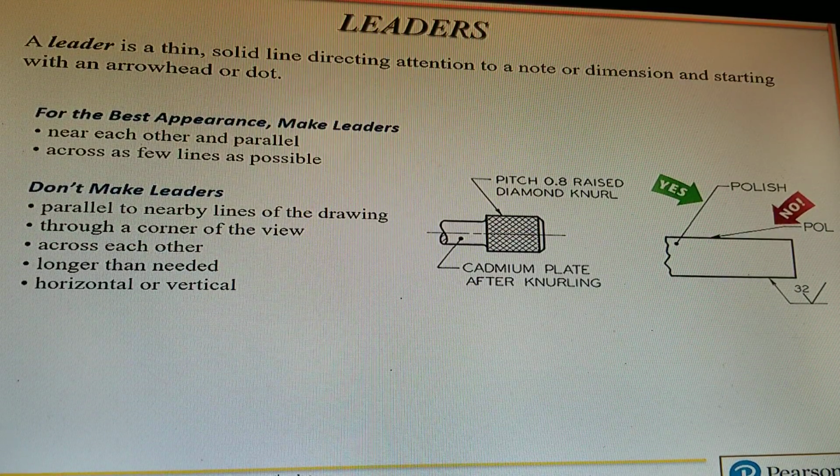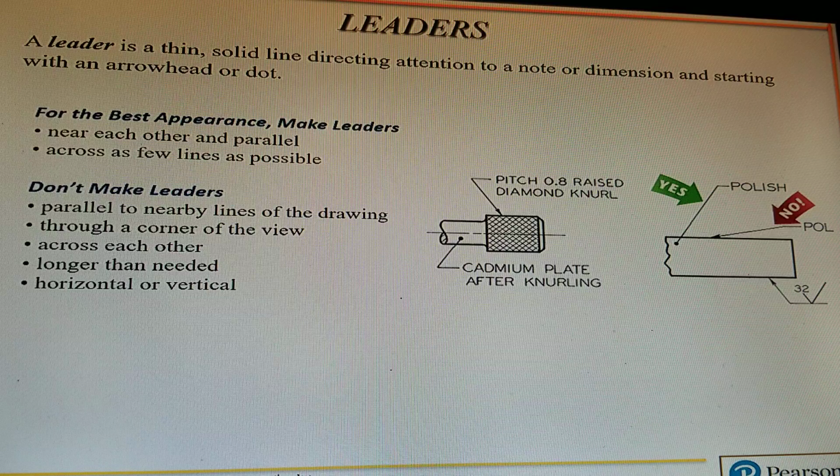Leaders. A leader is a thin, solid line directing attention to a note or dimension, starting with an arrowhead or a dot. For best appearance, make leaders near each other and parallel, across as few lines as possible. Don't make leaders parallel to nearby lines of the drawing, through a corner of a view, across each other, or longer than needed.